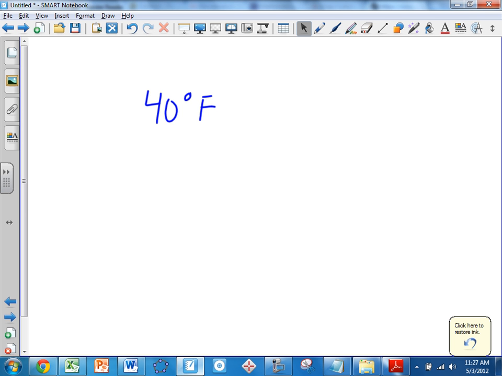Say it again. If your freezing temperature outside is 32 Fahrenheit, that corresponds to 0 Celsius. So if you're at 40 Fahrenheit, which is a little bit above, your Celsius temperature needs to be a little bit above 0. That's 4.4.